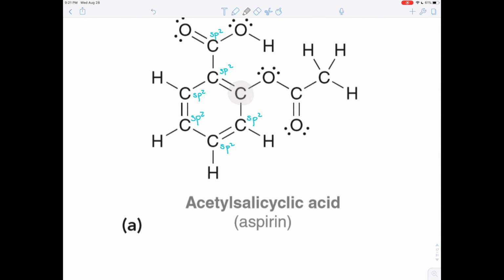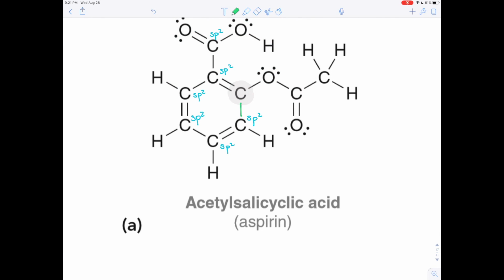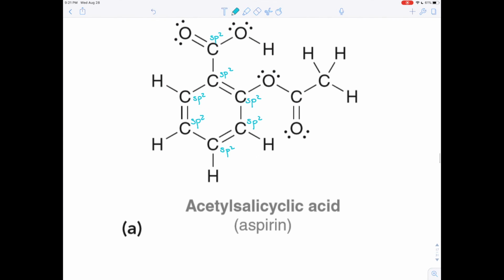Okay, we're going to this last one in the ring. The first bond you ever form between two atoms is a sigma bond. Every bond after that between two atoms is a pi bond. So you only have one pi bond around this carbon here. And if you ever have only one pi bond, as we have seen on literally every carbon so far in this molecule, you've got an sp2 hybridized atom.